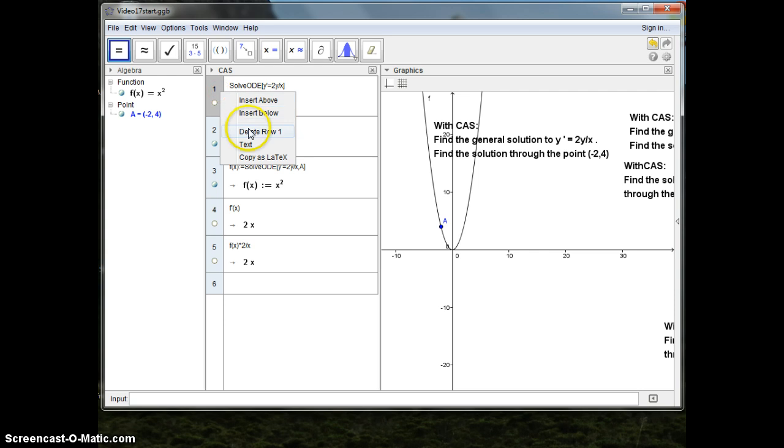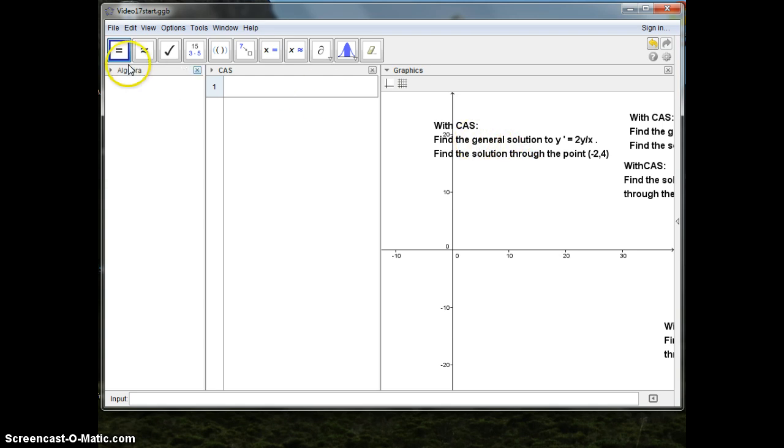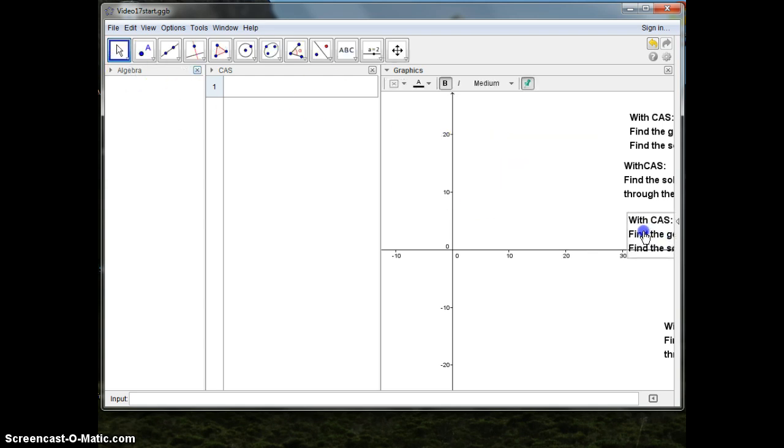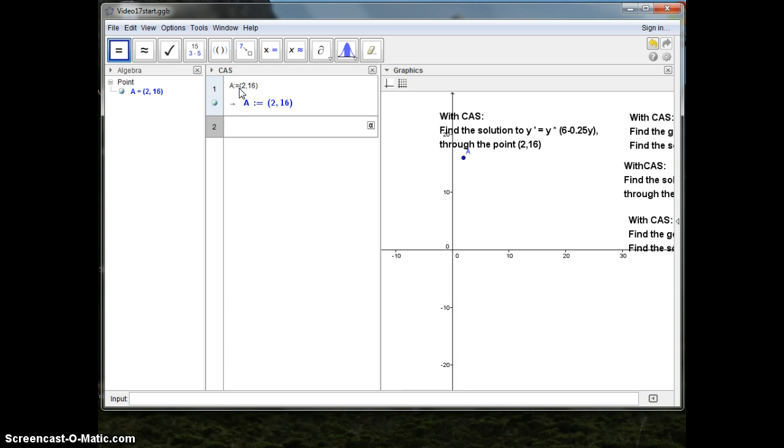Away with that one. Away with the point. And my final task. Find the solution to, etc. So I'll have my point first. A equal to 2, 16. And solve ODE. I should make a function f of x colon equals solve ODE.